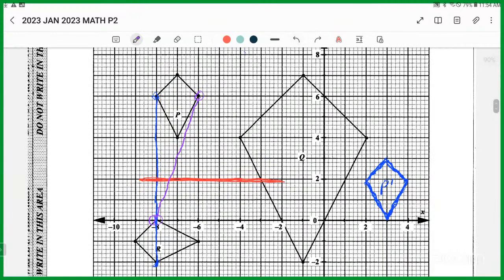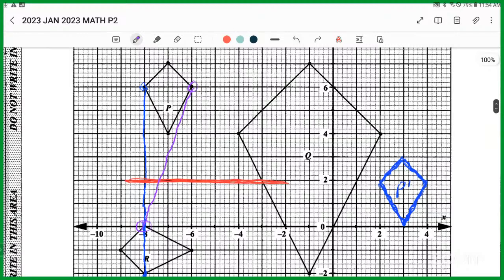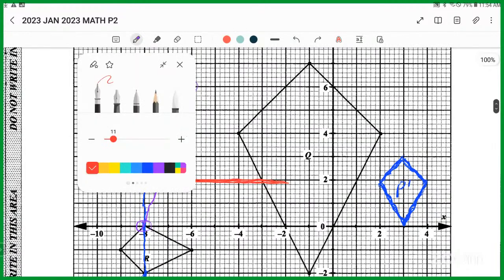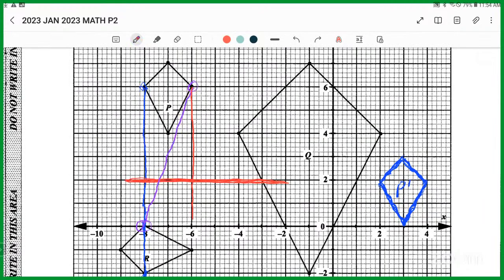Let's count it off. So this line, we can break it down into how many vertical and how many horizontal. Look at it. 1, 2, 3, 4, 5, 6 down and 2 to the left. Halfway of this line is going to therefore be 3 down, 1 to the left. 1, 2, 3, 1 to the left. So this is the center, the midpoint of that line.